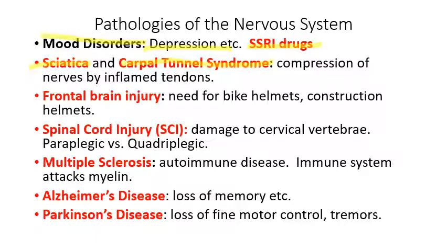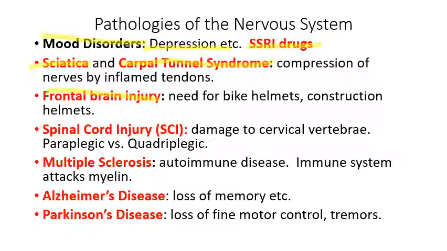We will also talk about some accidental brain injuries, such as frontal brain injury. This is where you're riding your bike and your bike flips over and you hit your head on the pavement, damaging the frontal lobe of the brain, and it causes loss of executive functions. And that's why we wear helmets when we ride bicycles, and why it's important to wear helmets when we're doing construction and so on.